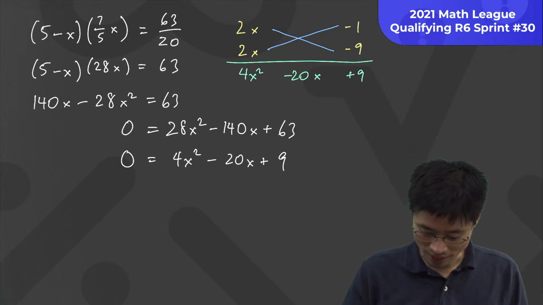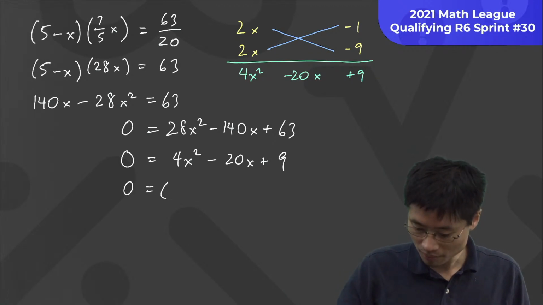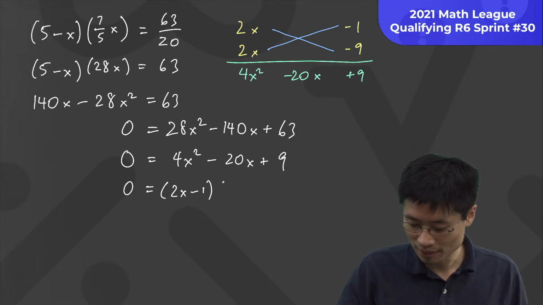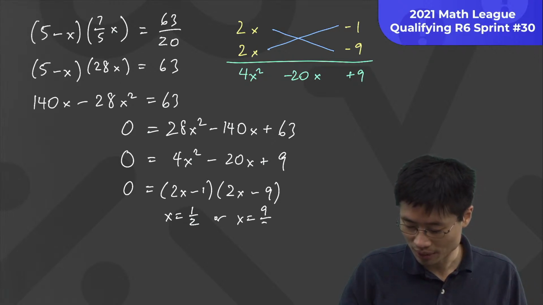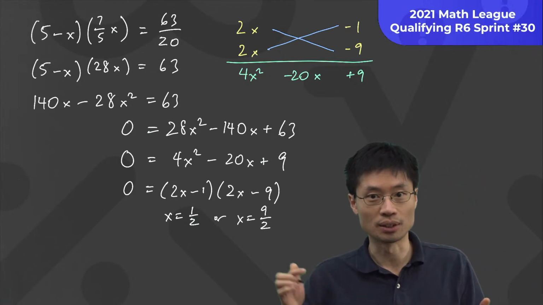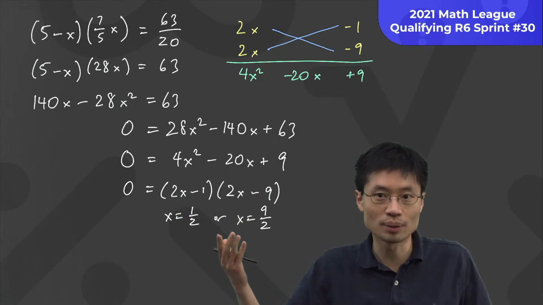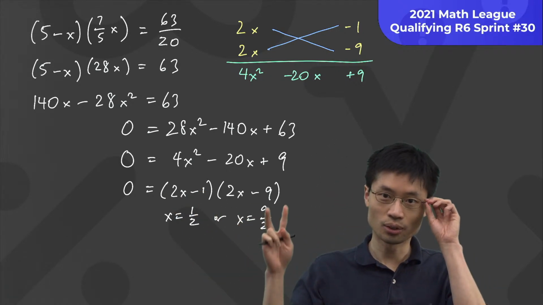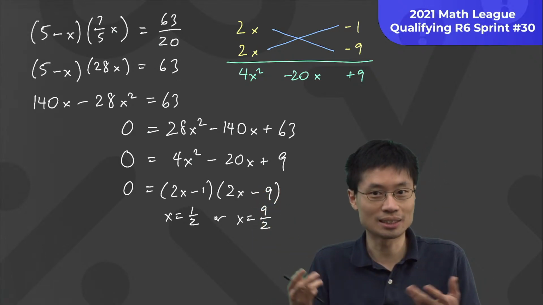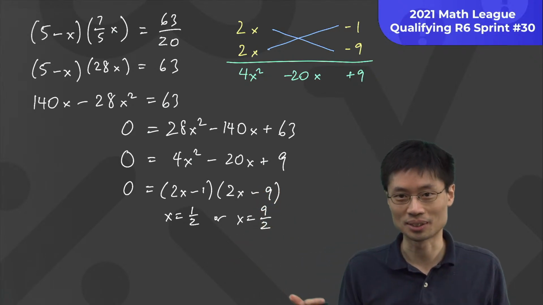That means that 0 equals 2x minus 1, 2x minus 9. So I have two choices. x equals 1/2 or x equals 9 over 2. Those are the two ways to make these 0, right? If 2x minus 1 equals 0, then 2x equals 1, divide by 2. Or 2x minus 9 equals 0, so 2x equals 9, divide by 2, x equals 9 over 2.